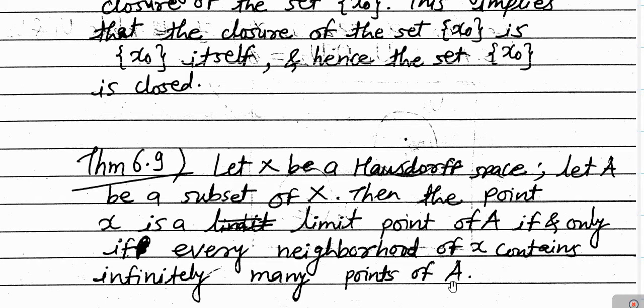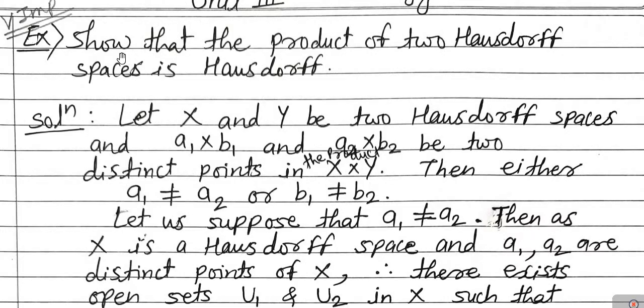If you remember, in the semester 5 paper on metric spaces, many times we have studied such results. Most of these results are studied in the metric spaces paper, and this is also one of those results. Now, after this result, we will prove one important result about Hausdorff spaces from the exercises. The next example is: show that the product of two Hausdorff spaces is Hausdorff. So we will prove this one.